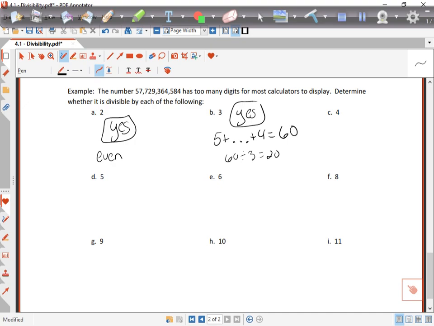To be divisible by 4, remember we looked at the last two digits. 84 is divisible by 4. We get 21. So then we put yes here. Is it divisible by 5? We'll say no, and the reason is because it does not end in 0 or 5.